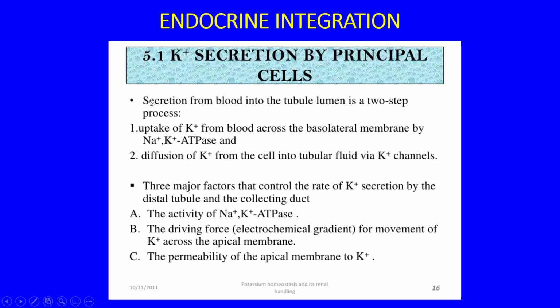Now, if you look at this, you want to keep in mind that the secretion from the blood into the tubule lumen is a two-step process. You have the uptake of potassium from the blood across the basolateral membrane by the sodium-potassium ATPase pump. You have also the diffusion of potassium from the cell into the tubular fluid, so that's the filtrate, via the potassium channels. And there are three major factors that control the rate of potassium secretion: the permeability of the apical membrane to potassium, the driving force for the movement of potassium across the apical membrane, and the activity of the sodium-potassium ATPase pump.